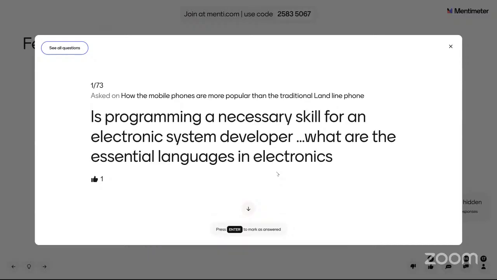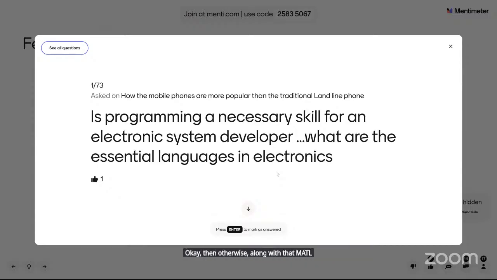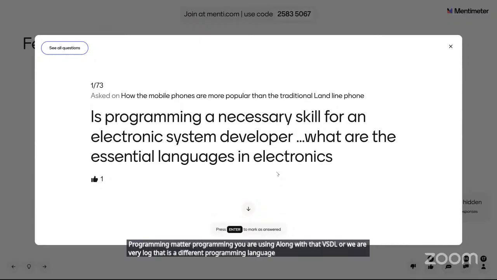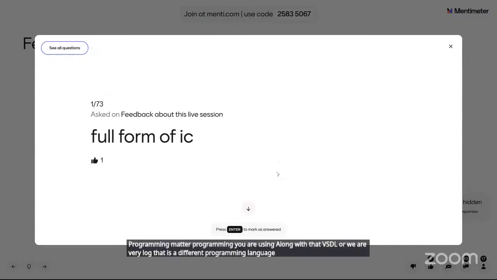What are the essential languages in electronics? For the essential languages, we are talking about C++ and Python. Along with that, you are using MATLAB programming. Along with that, VHDL or Verilog, which is a different programming language. The full form of IC is integrated circuit.